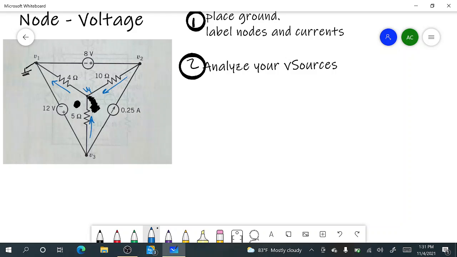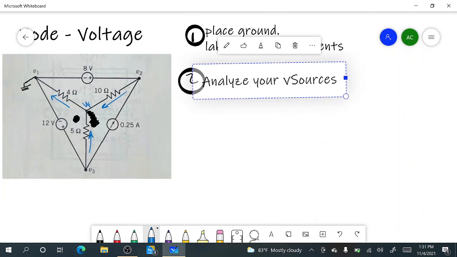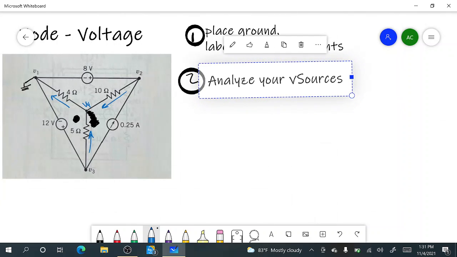Negative numbers mean negative, positive numbers mean positive. If negative, your guess was wrong. If positive, your guess was right. Of course, that depends if you've done your algebra properly, but I'm going to do my algebra properly.